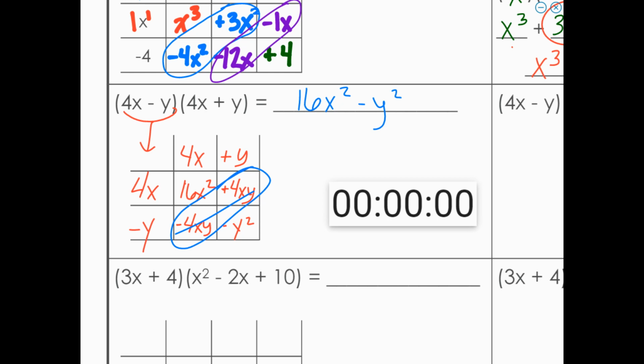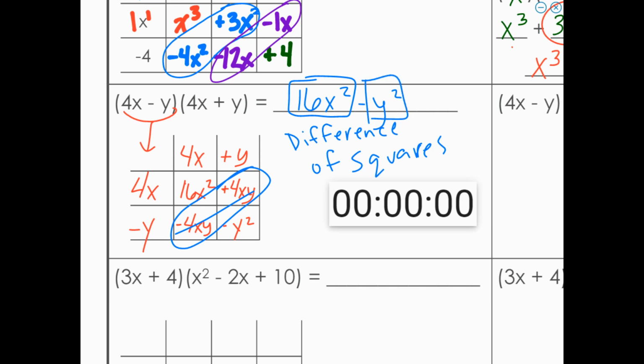There's a special phrase that we use for problems like this. This is called difference of squares, because 16x squared and y squared are perfect squares, and the answer to a subtraction problem is called the difference, right? So the difference of squares.